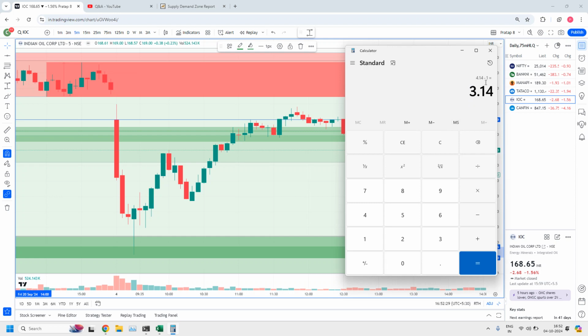Not -1, it should be -0.1. So it should be 4.13. 4.13 is our profit. Instead of 4.14, 4.13 is our profit.